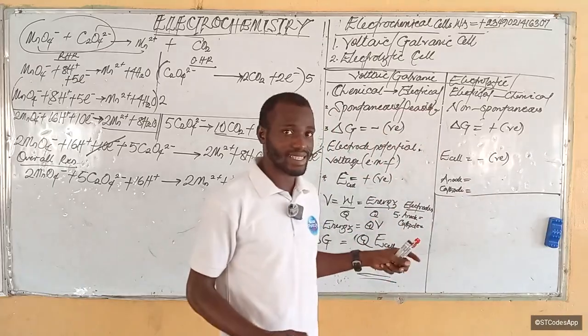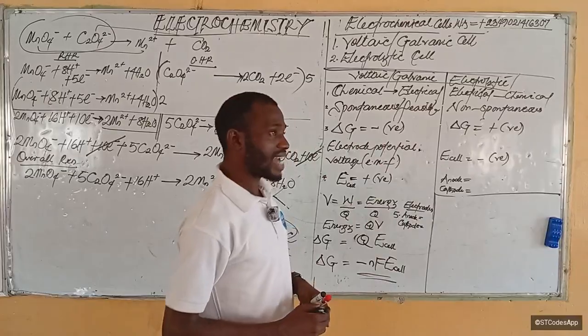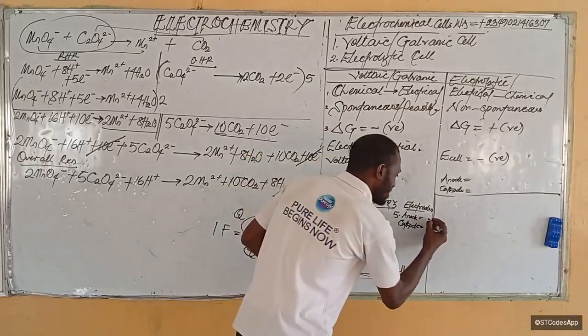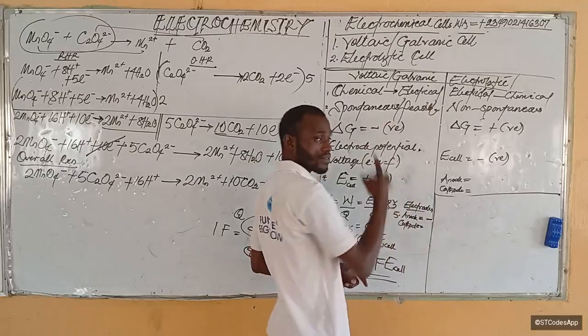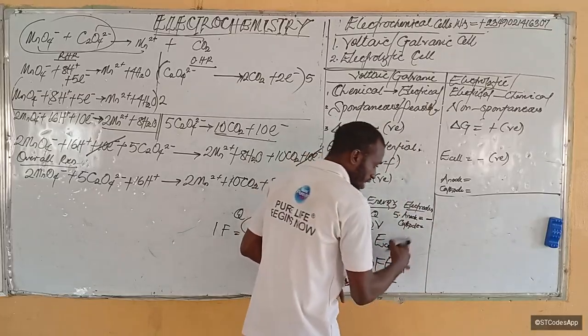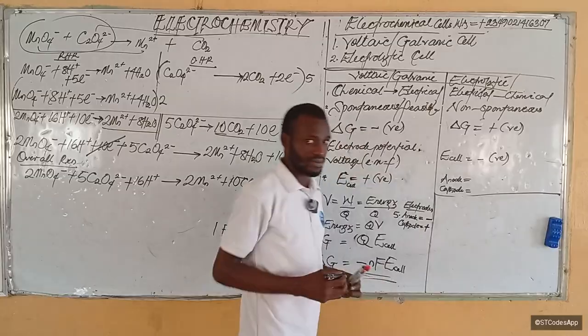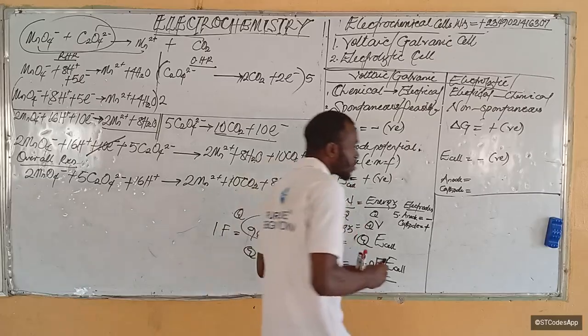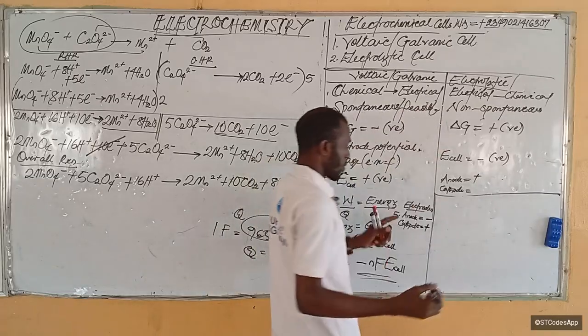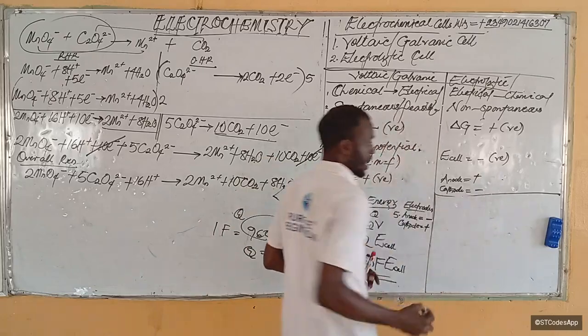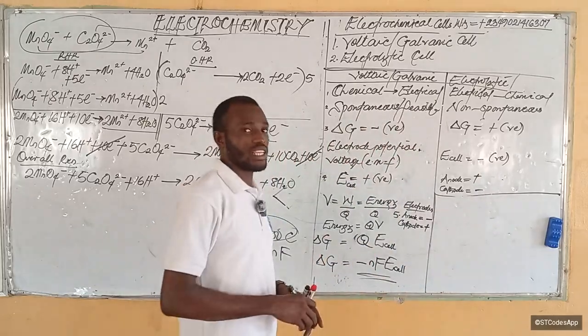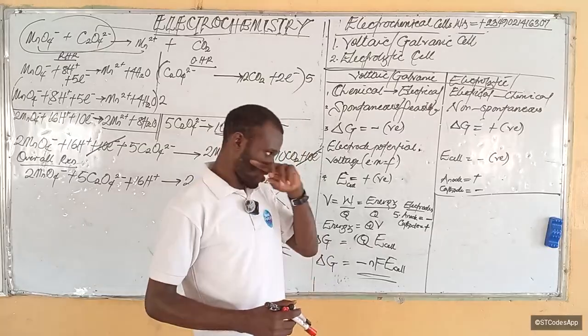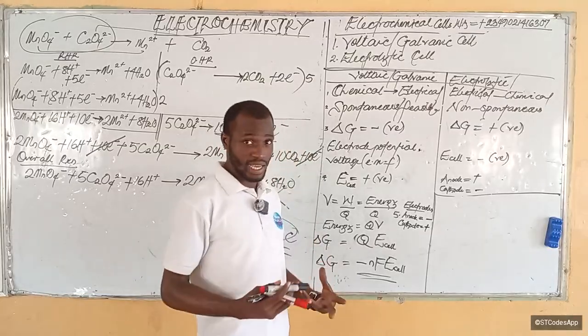Now, in this cell, the anode is negative in a Voltaic cell or Galvanic cell, while the cathode is positive. Is that clear? But in an electrolytic cell, anode is positive, while the cathode is negative. I'll tell you why. Let me quickly explain what happens, for those of you who already have an idea.